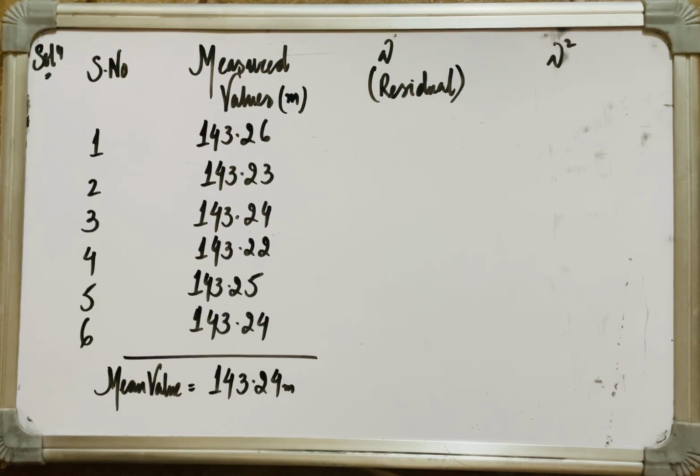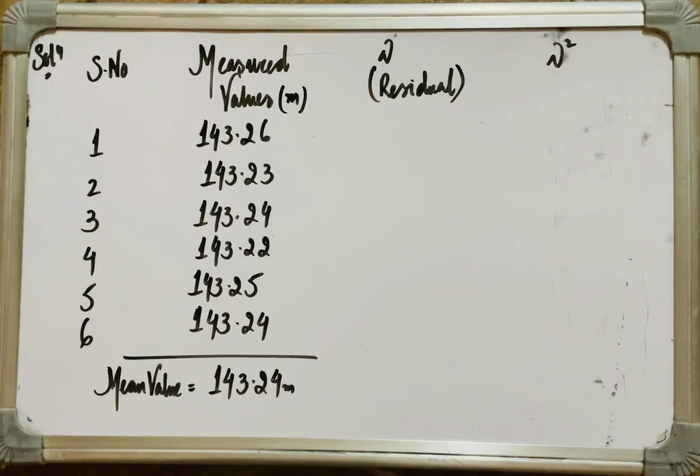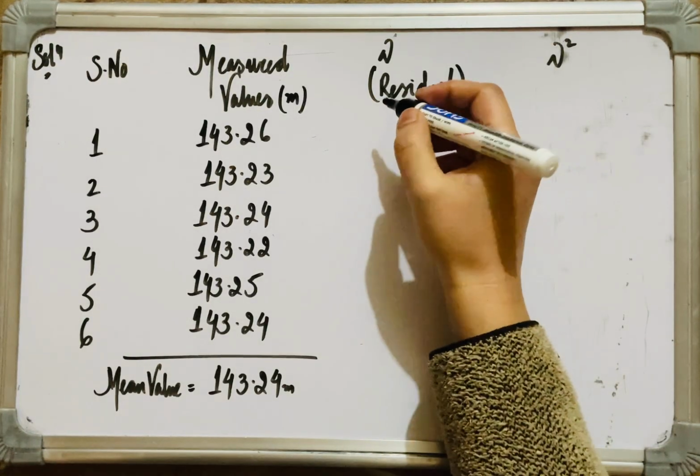All right, so this is my mean value or the most probable value. The next task is to calculate the residual, which is equal to measured value minus the mean value. So I have to subtract the mean value from every measurement, and I'll be getting my residual, or the residual error, or the variation. And let me do it.